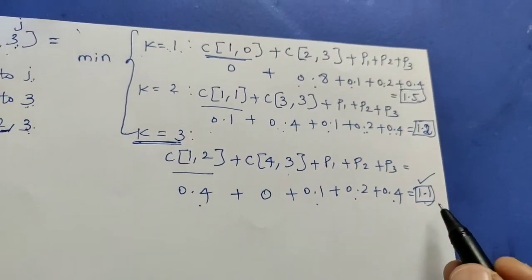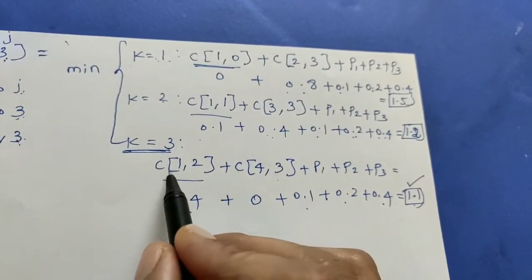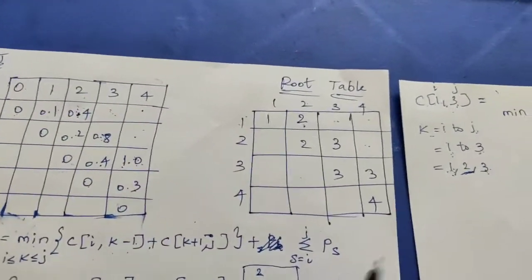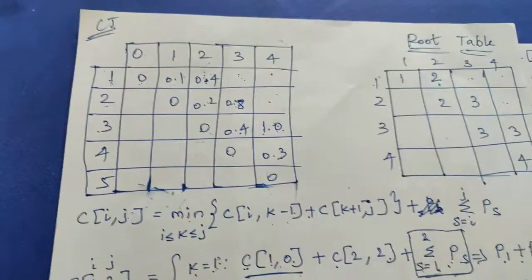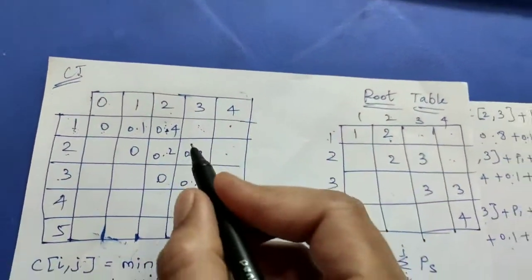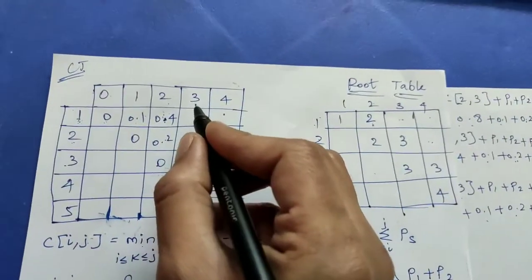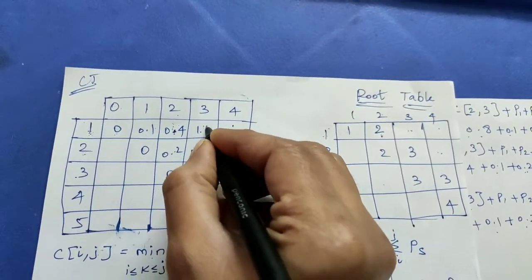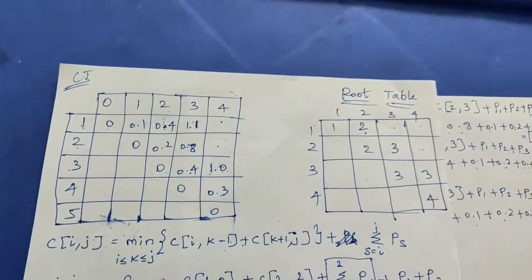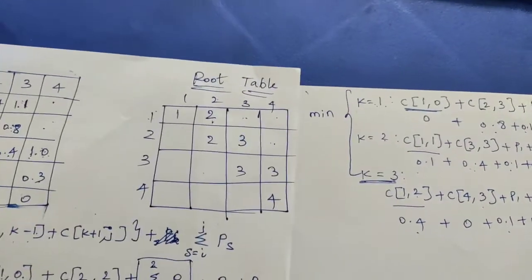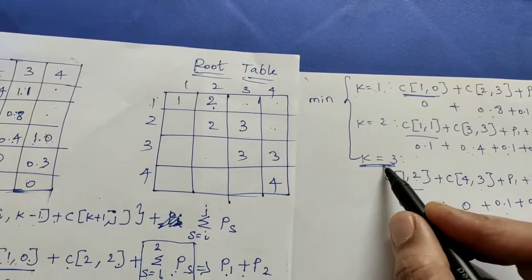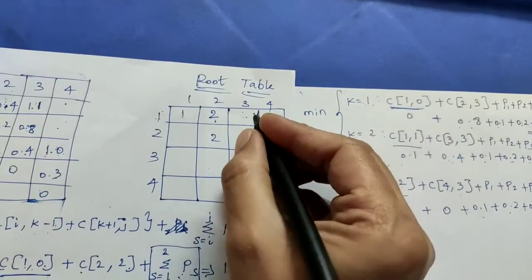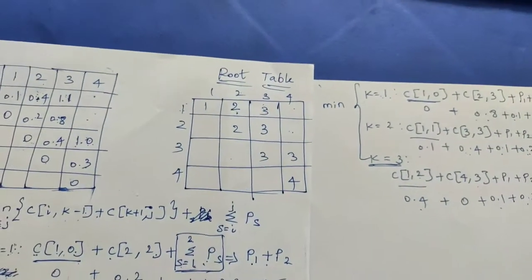So go to your cost table. In the location 1 comma 3, fill the value as 1.1. Go to the root table. Which k value gave you the minimum of 1.1? k is equal to 3. So in the same location, root table of 1 comma 3, I'll fill the value as 3.